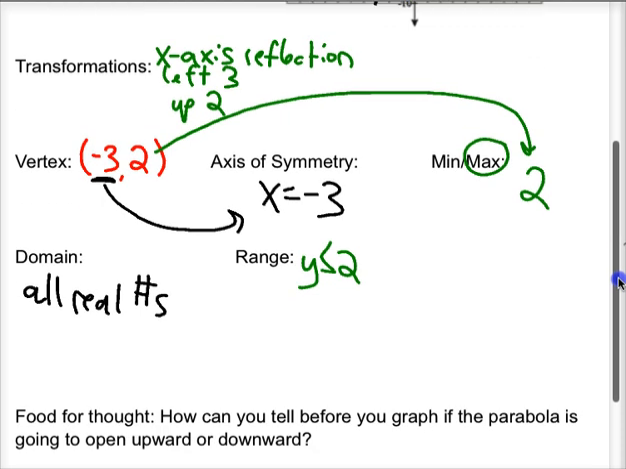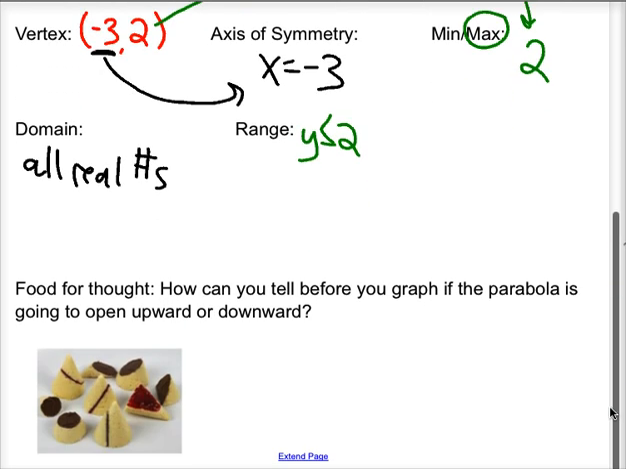Now, hopefully you're seeing already. So, food for thought. How can you tell before you graph if the parabola is going to open upward or open downward? Because there is a way you can tell. Now, I'm not going to say this in the video. I want to have this conversation in class. But I want you to think, what makes it go open up versus open down? There is a way you can tell. I want you to think about that. And maybe this last example will help.